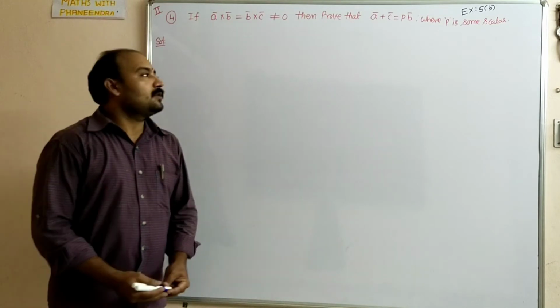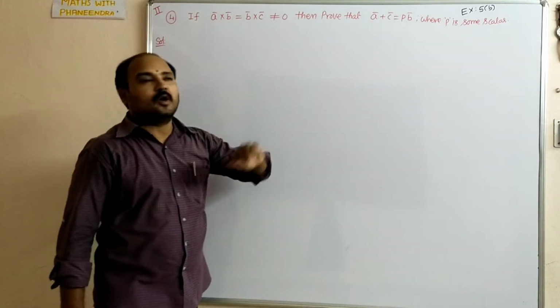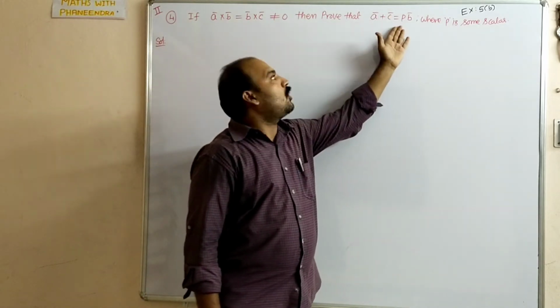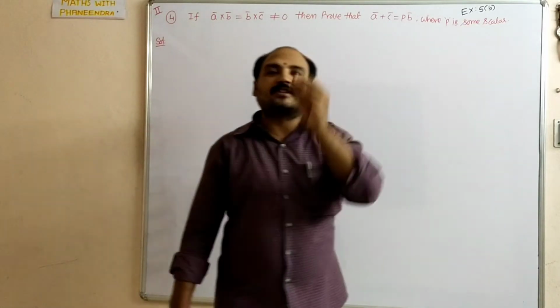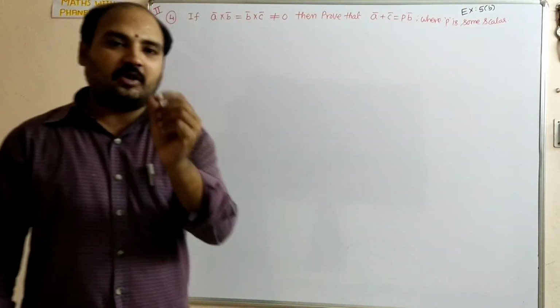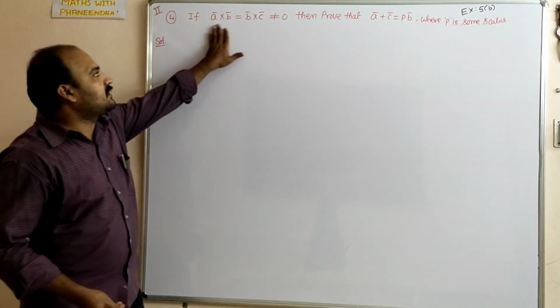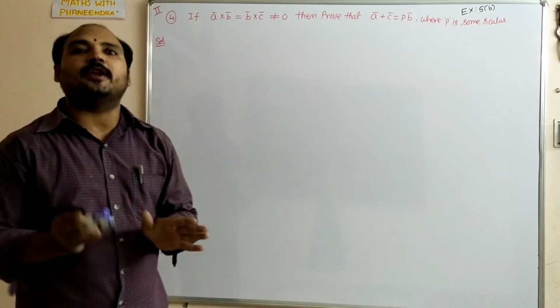The next question: if a bar cross b bar equal to b bar cross c bar is not equal to 0, then prove that a bar plus c bar equal to p into b bar, where p is some scalar. It's a very good question, a conceptual question. So listen carefully. Here the condition is given, a bar cross b bar equal to b bar cross c bar, which is not equal to 0.